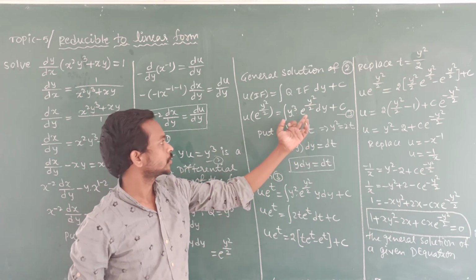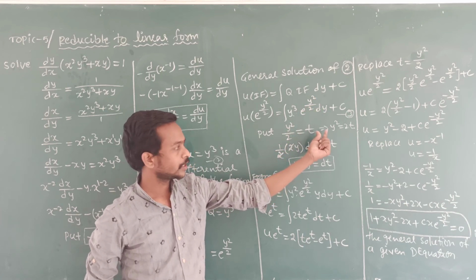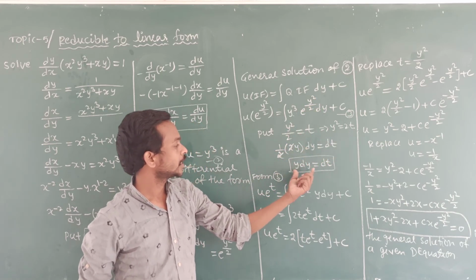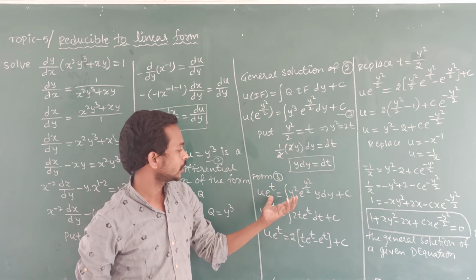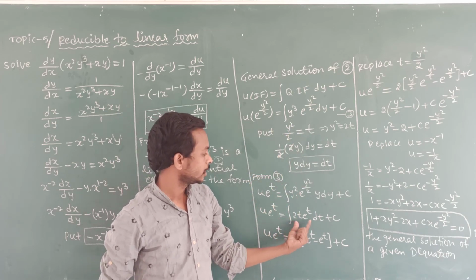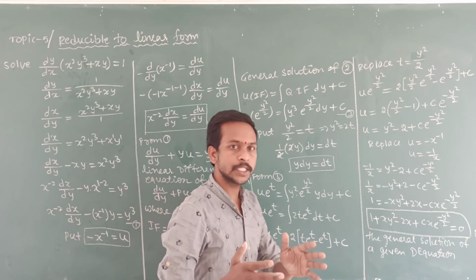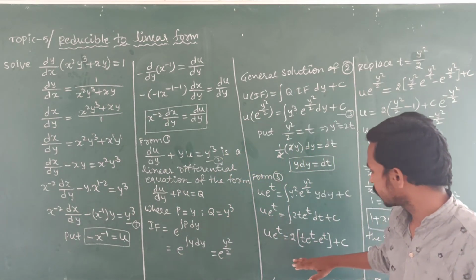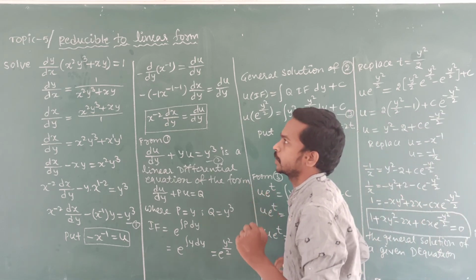So we have to take the substitution y square by 2 as t. Then y square is equal to 2t, then you will get y dy is equal to dt. If you substitute all these values in equation number 3, then you will get this. Here the integration of t e power of t is t e power of t minus e power of t. By using that formula, we substitute here. This is the general solution of the given differential equation.